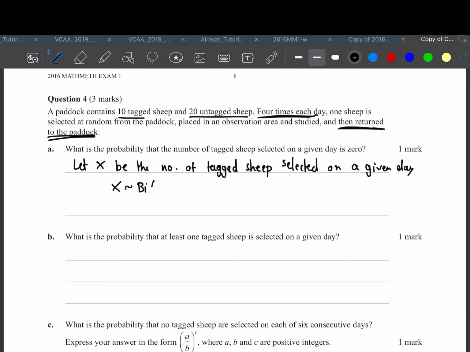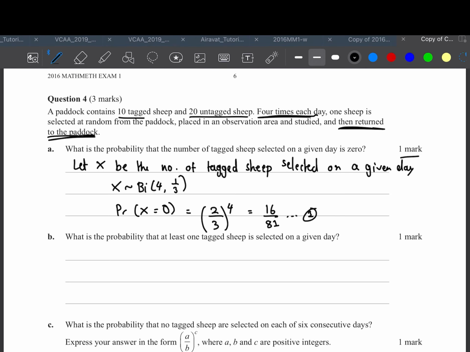Now the number of trials is just going to be 4. The probability of success is the probability of getting a tagged sheep, which is 10 on 30, which is 1 on 3. So the probability of x equals 0 is 2 on 3 to the power of 4. It's 4 because it's picked 4 times a day, and this simplifies to 16 on 81. So 1 mark just for the answer.